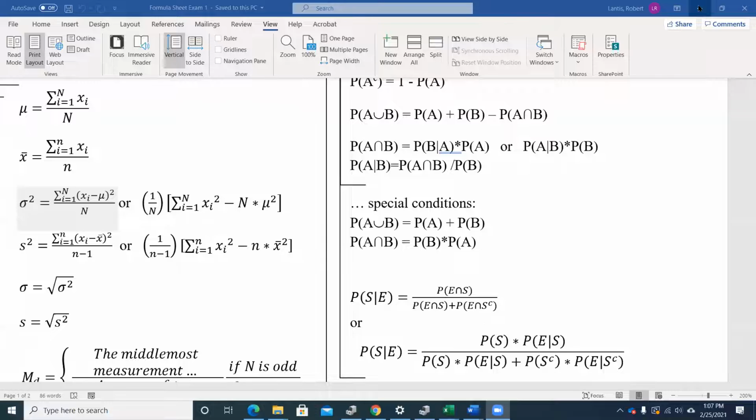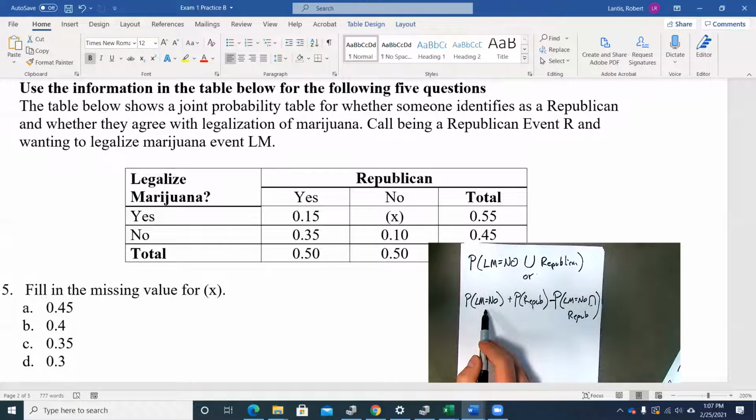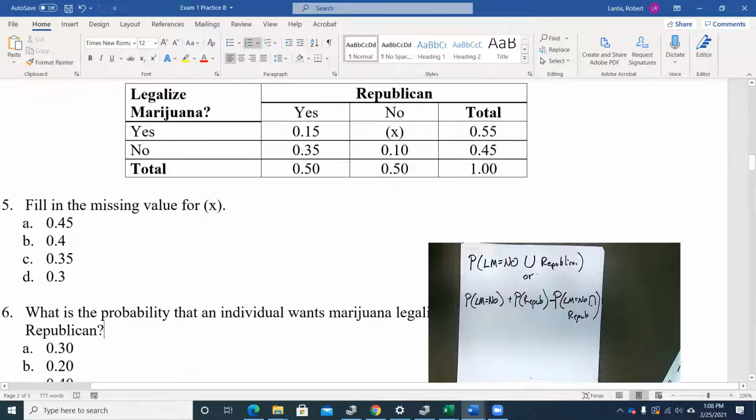So if we go back here, what's the probability that somebody doesn't want marijuana legalized? Well, go to LM equals no, 0.45. What's the probability someone's a Republican? So yes, Republican, we go down to the total column, that's 0.5. And then what's the intersection of not wanting marijuana legalized and being a Republican? Well, remember that was one of those top 4 left cells where those two things would intersect. So 0.35.